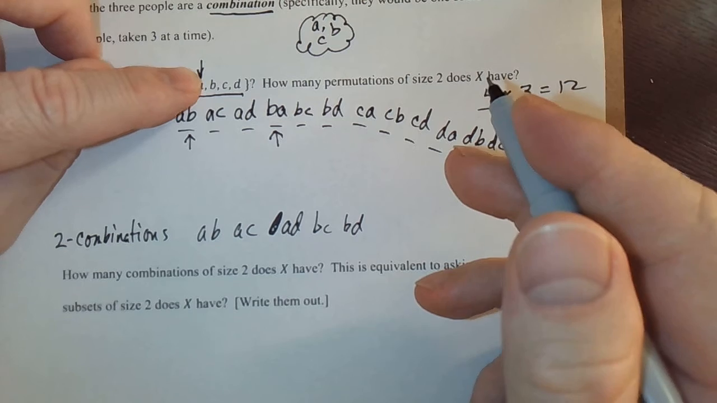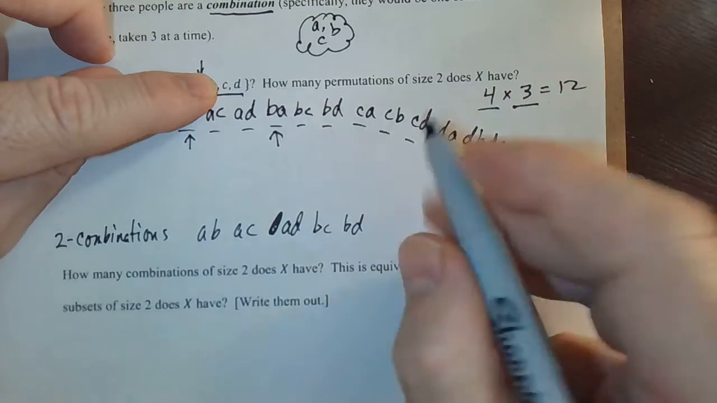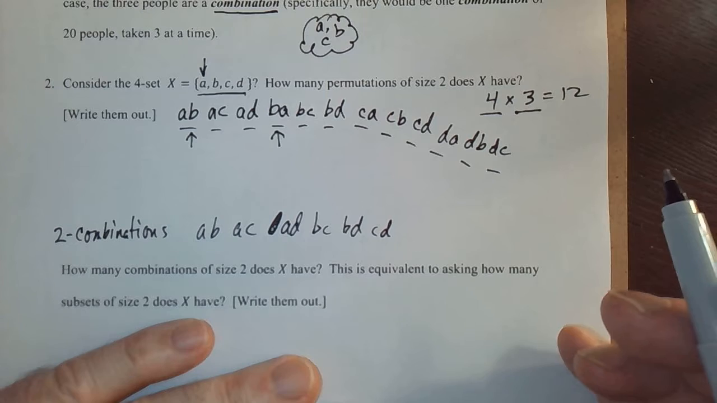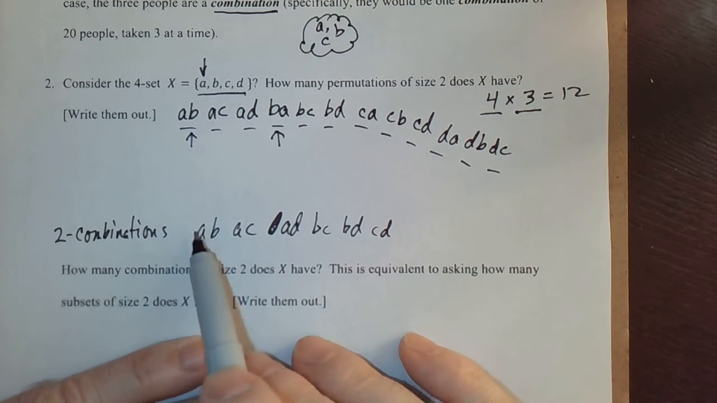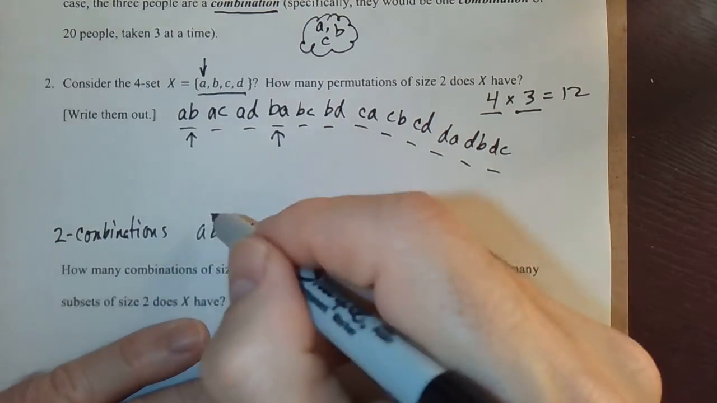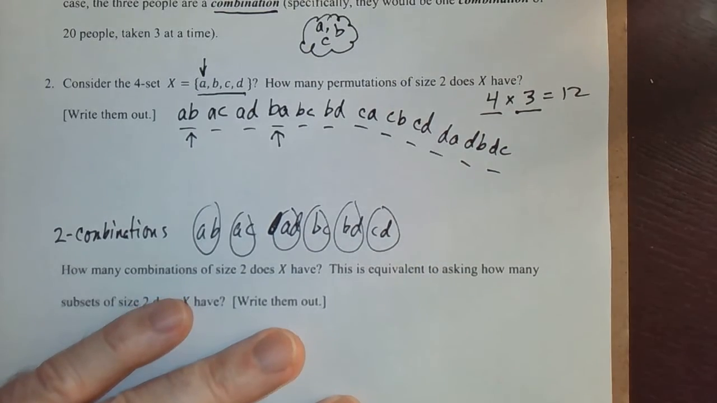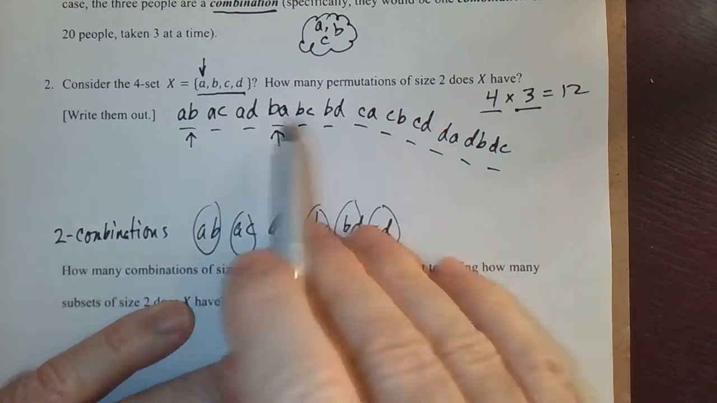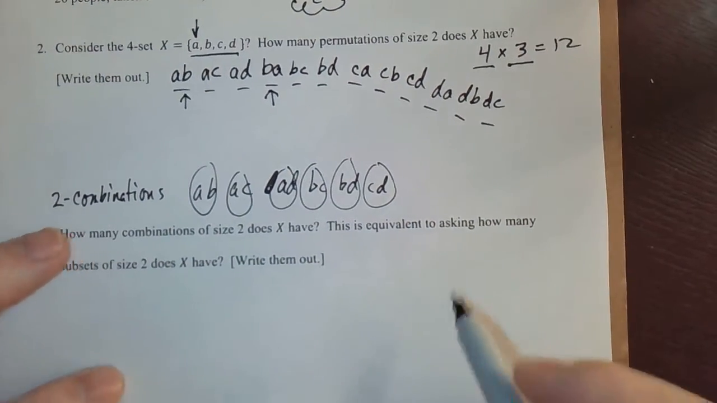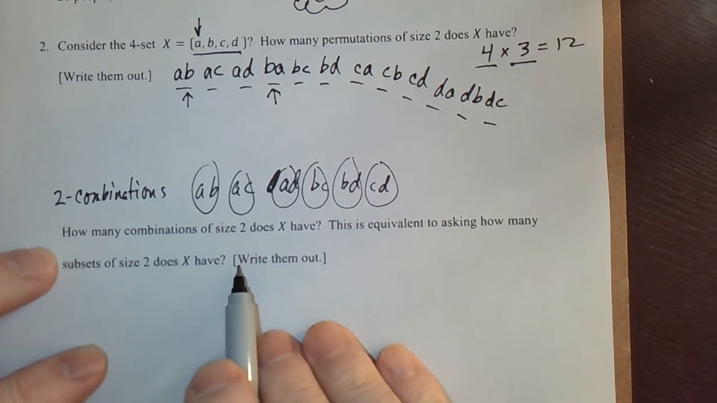And now I'm done with all of them that have an A or a B. Now I move to the last one and it's CD. And notice we've got only half as many. And that makes sense because if you reverse the order of each one of these 6, you would get a new permutation. But these are called combinations of 2 elements taken from a 4 set, this set. Okay, so this is equivalent to asking how many subsets of size 2 does X have.